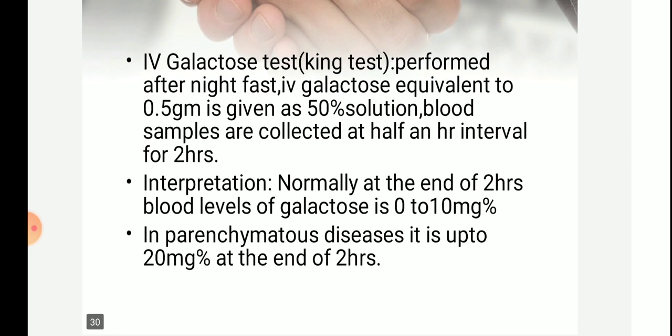So the IV galactose test is performed after a night fast. IV galactose equivalent to 0.5 grams is given as 50% solution. Blood samples are collected at half an hour interval for 2 hours. Interpretation: normally at the end of 2 hours, blood level of galactose is 0 to 10 milligram percentage. In parenchymatous diseases, it is up to 20 milligram percentage at the end of 2 hours.